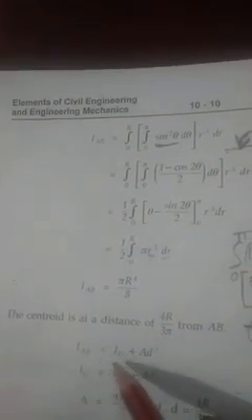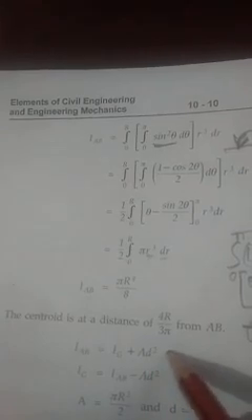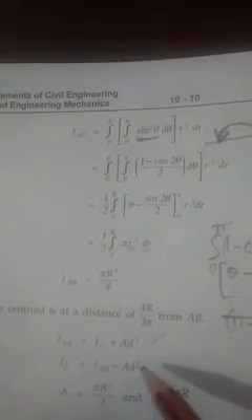Next, according to the moment of inertia formula, you got the centroid formula of the semicircle. Next you have to find the moment of inertia for a distance of 4r by 3 pi from AB. So IAB is equal to IG plus A D square. This is the general formula. Got it? This is what you have to do.